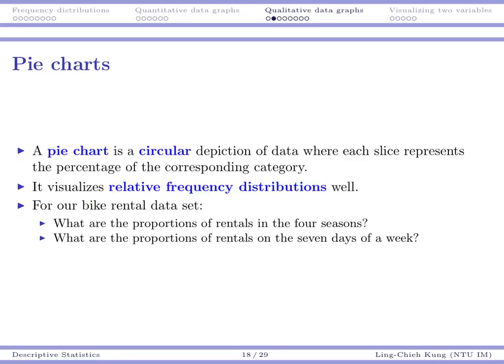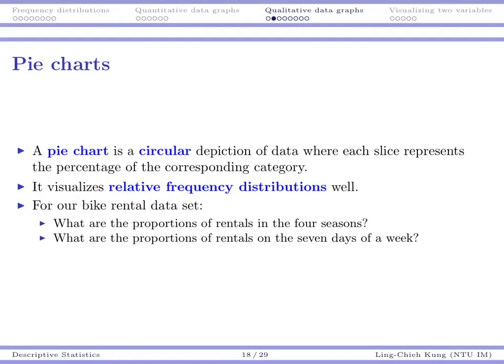The first qualitative chart is pie charts. Okay, a pie chart is a circular depiction of data where each slice represents the percentage of the corresponding category. So we have a few categories. Each category has a number associated with that, and then you use slices to represent those categories.